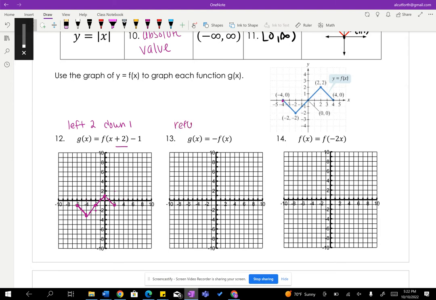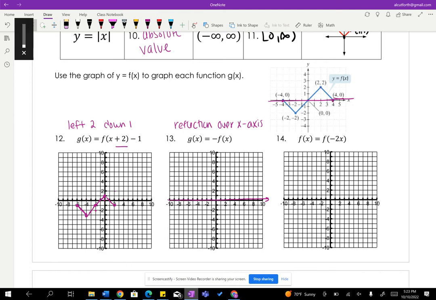This one here is a reflection over the x-axis because it's outside. So that means we're going to change all of the y values. We're reflecting over the x-axis, which is this. So every value here is going to go down this way, or it's going to go back up. So we're changing the y values from positive to negative or negative to positive.